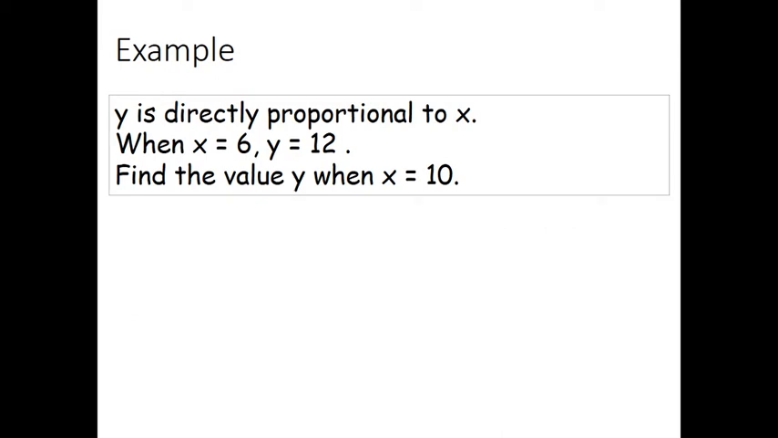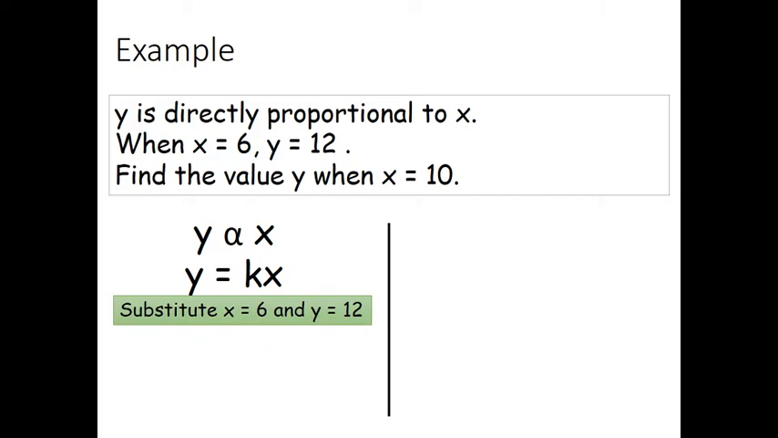So Y is directly proportional to X. If X is 6 and Y is 12, find out the value of Y when X is 10. Again, start by writing the formula. If you're ever struggling, write that bit down. It might twig part of your memory to help you out with the next steps.